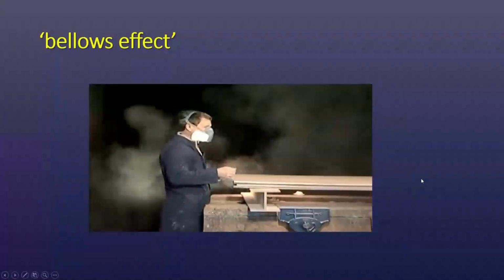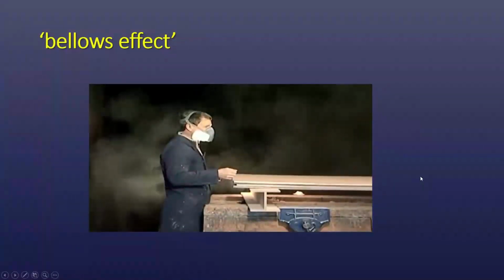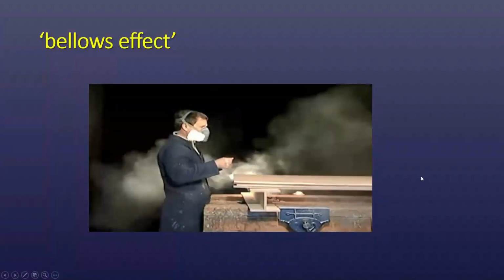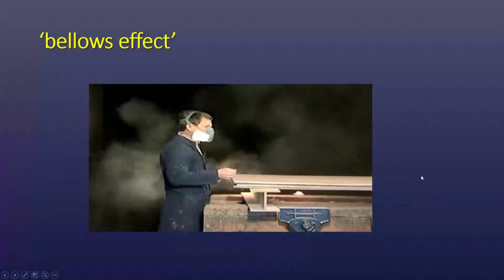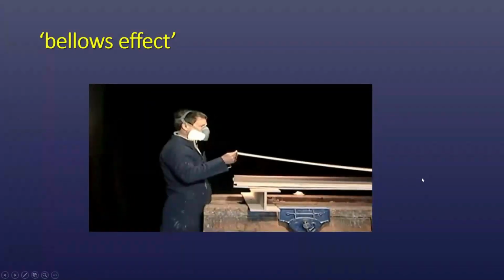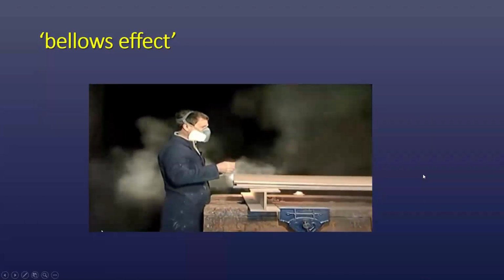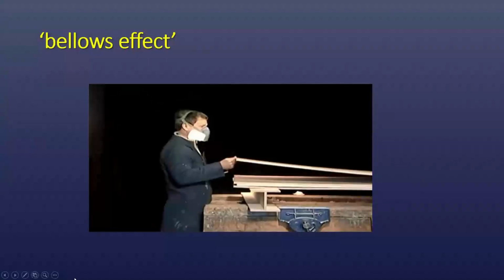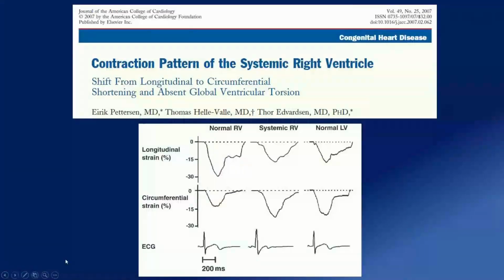They have a paradoxical motion of the septum because of surgeries, because of patches, because of pressure overload, because of volume overload. And so I think in the evaluation of the right ventricle in complex patients, we need to assess not only the RV free wall, but also the function of the septum. And also in presence of pressure overload, the contraction pattern of the systemic right ventricle will change.